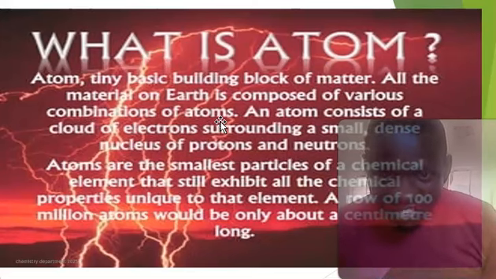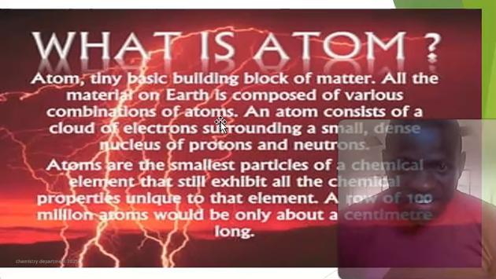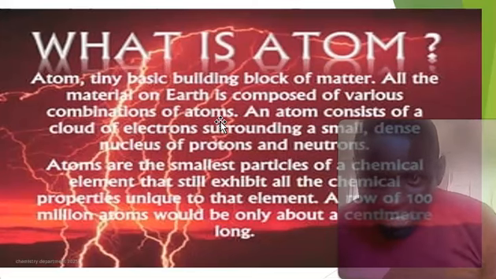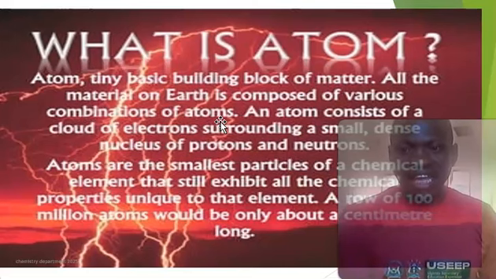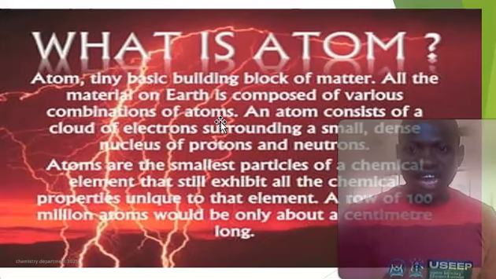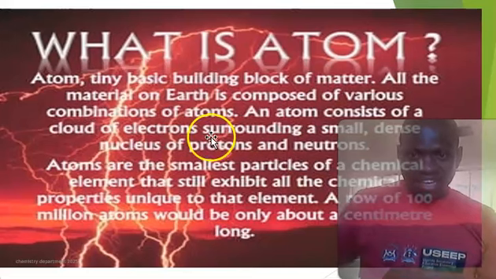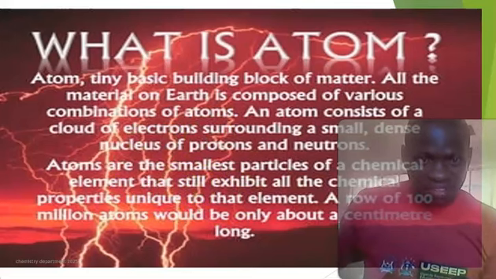A row of 100 million atoms would be only about a centimeter long. So we are saying that if you have many millions of atoms, in real sense, they are just a few centimeters. Meaning that atoms in general are tiny, and you cannot see them with our naked eyes because they are very tiny.